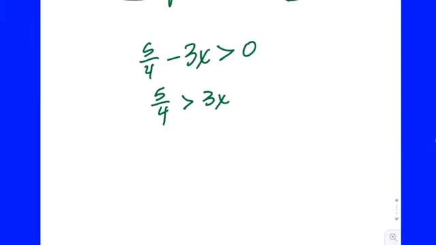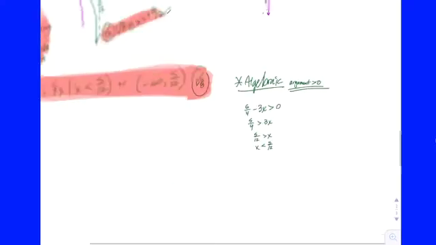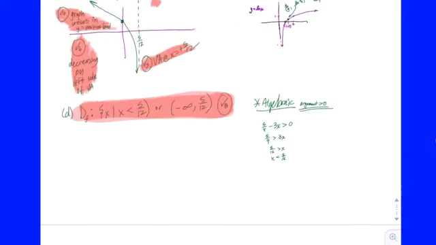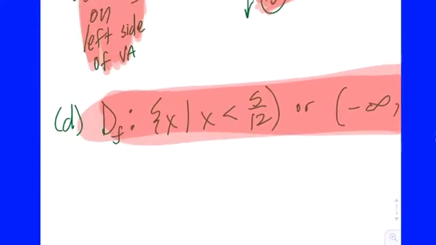All right, so you bring the 3x to the other side, and now you divide through by 3, and you get 5/12 is greater than x. But then you flip it around, you get x is less than 5/12. Is that consistent with what we found graphically? Yep, sure is. So that's another way to find the domain. And it's good to compare the two, because they should be the same. If not, something happened.